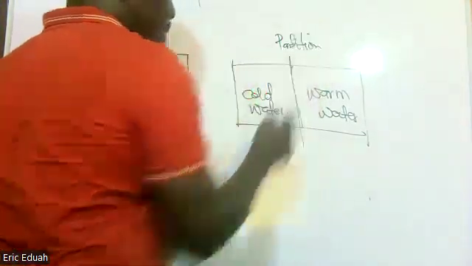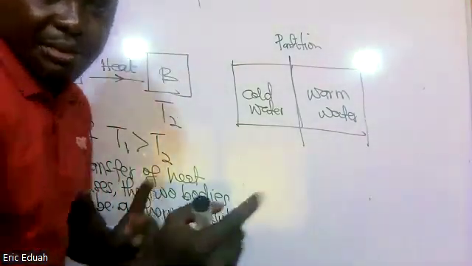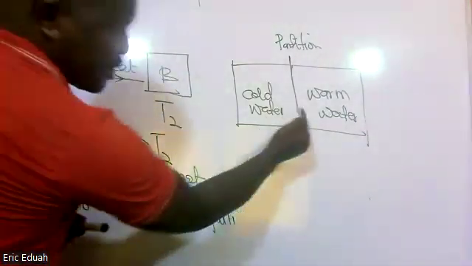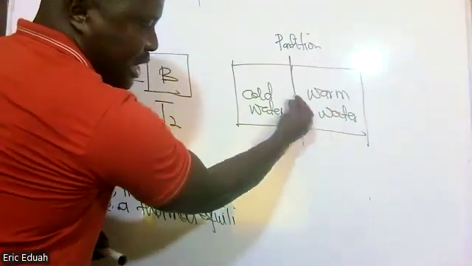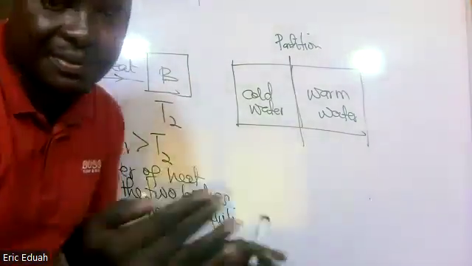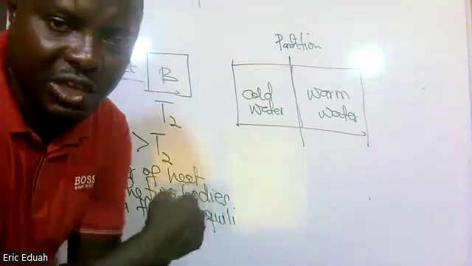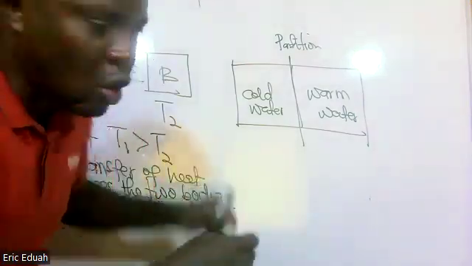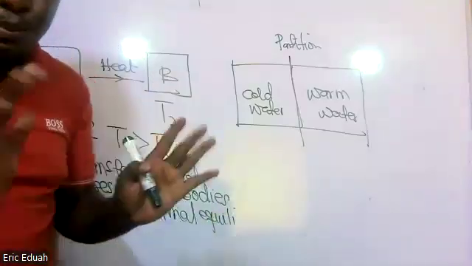The partition separating them. When you remove it, they will begin to mix. But what will happen is that there will be heat transfer from the molecules at a higher temperature to the molecules at a lower temperature. So there will be transfer. The transfer will stop when the two have attained the same temperature.